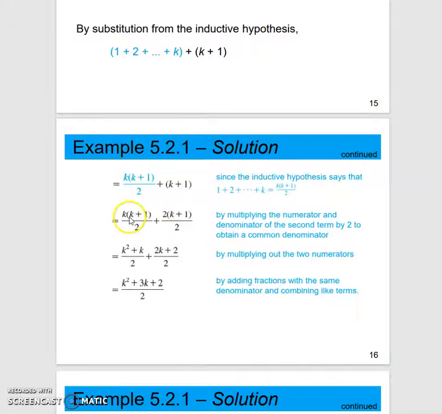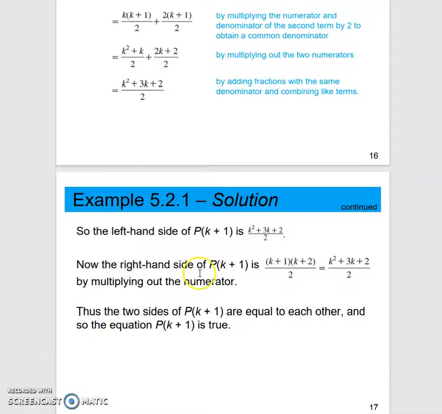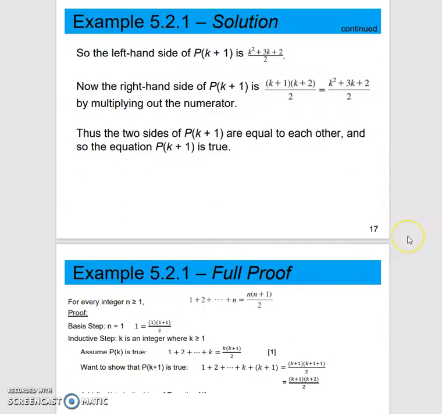I get a common denominator. I'm going to multiply out those numerators, and then add up to get k squared plus 3k plus 2. And at that point, I'm hoping I can factor it. And yes, I can. It does factor as k plus 1 times k plus 2, which, if you remember, this is what I was trying to get to.